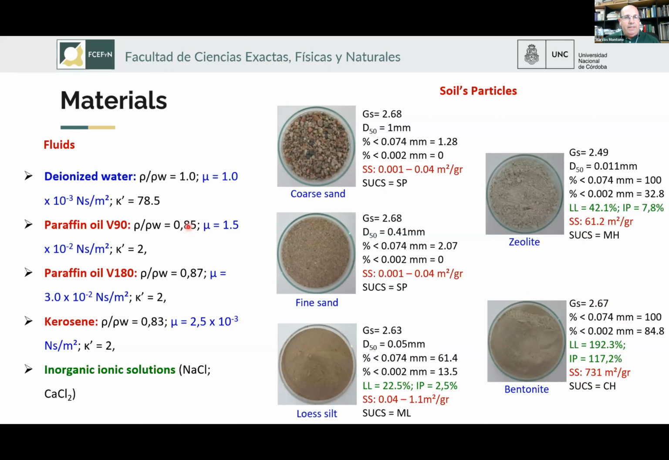When we performed our tests, we studied a simplified system in which we allowed the presence of only 2 fluid phases inside the pores. On one hand, we used deionized water mostly as a displacing fluid, and we used 3 different NAPLs. These NAPLs were 2 paraffin oils and a kerosene, and we chose these fluids because of the difference in their viscosity values. Also, for some tests, we employed some inorganic solutions of sodium chloride and calcium chloride.